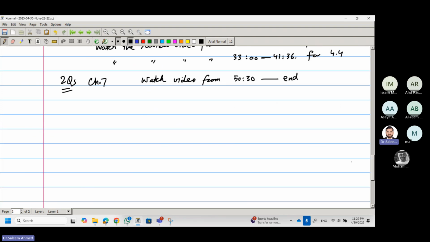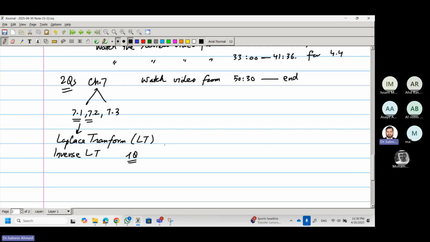So let me just tell you what we have in chapter 7. We have 7.1, 7.2, and just a simple property from 7.3. In 7.1 and 7.2, we have the Laplace transform, which we call LT, and then the inverse Laplace transform. One question will be given just using tables.